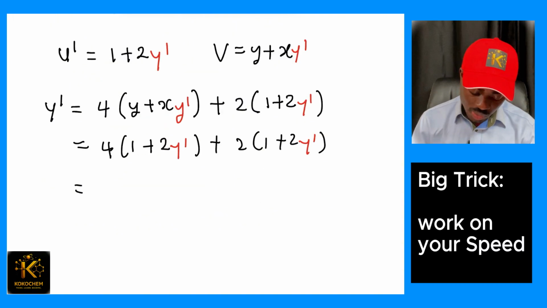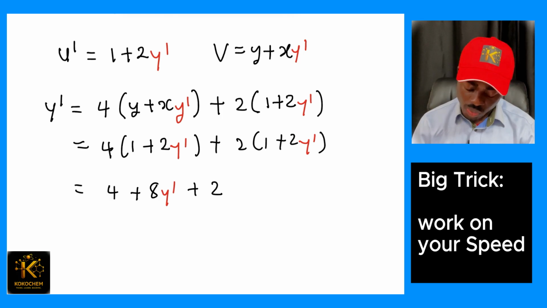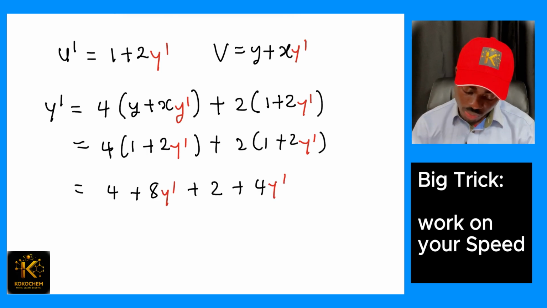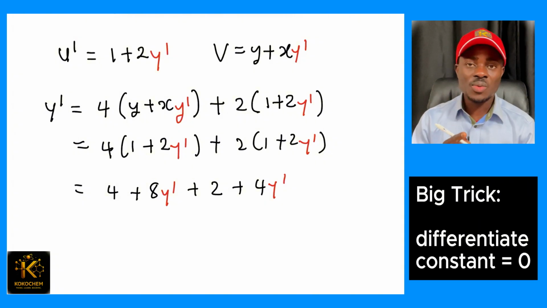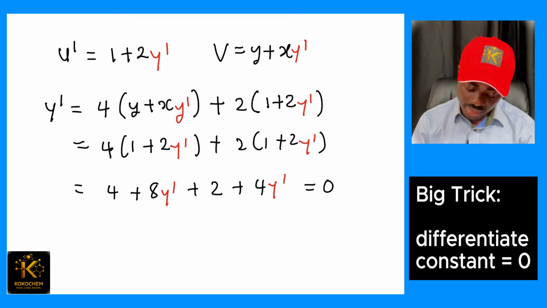What do I say? 4 times 1 is 4, plus 4 times 2y prime is 8y prime, plus 2 times 1 is 2, 2 times 2y prime is 4y prime, all equal to 0, because the equation was equal to 8. That means we differentiate the constant over here and it gives 0. So the equation will now be equal to 0.